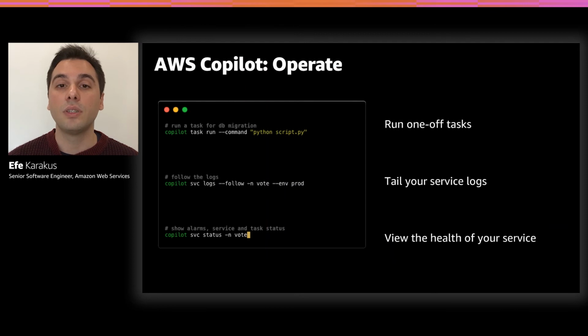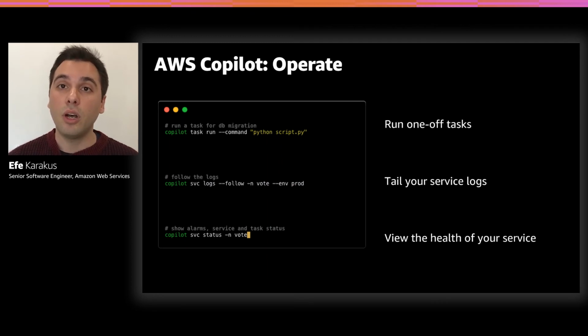The next challenge that we need to discuss is around operating our services, right? So for example, if I wanted to change a single field in my database or do some sort of schema migration, I can always run the Copilot task run command to create one-off ephemeral tasks that run in my VPC.